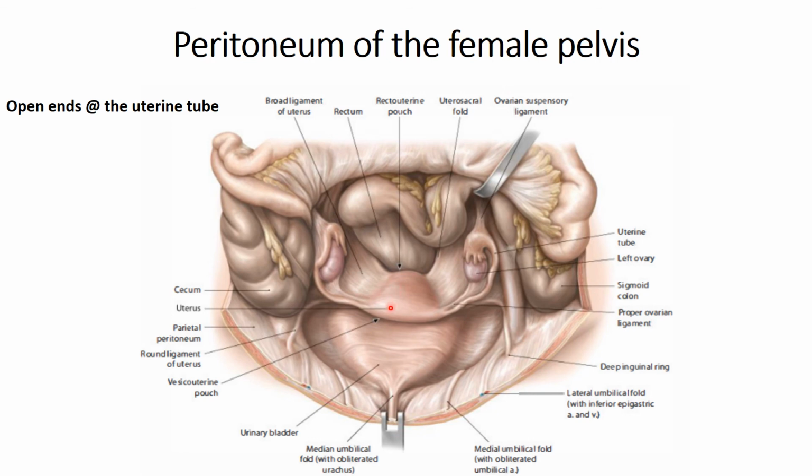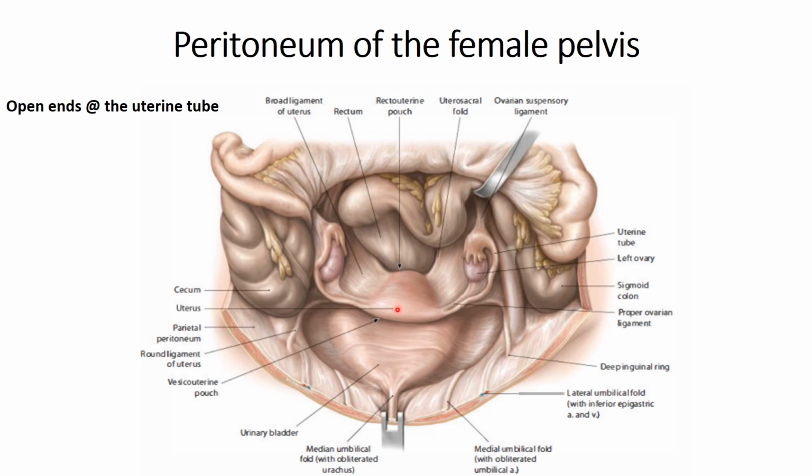And from here, the peritoneal covering descends onto the anterior surface of the uterus up to the junction between the body and the cervix, and from here the peritoneal reflection is reflected anteriorly onto the posterior surface of the urinary bladder, and afterwards the reflection is similar to that of the male pelvis, anteriorly onto the posterior surface of the anterior abdominal wall.